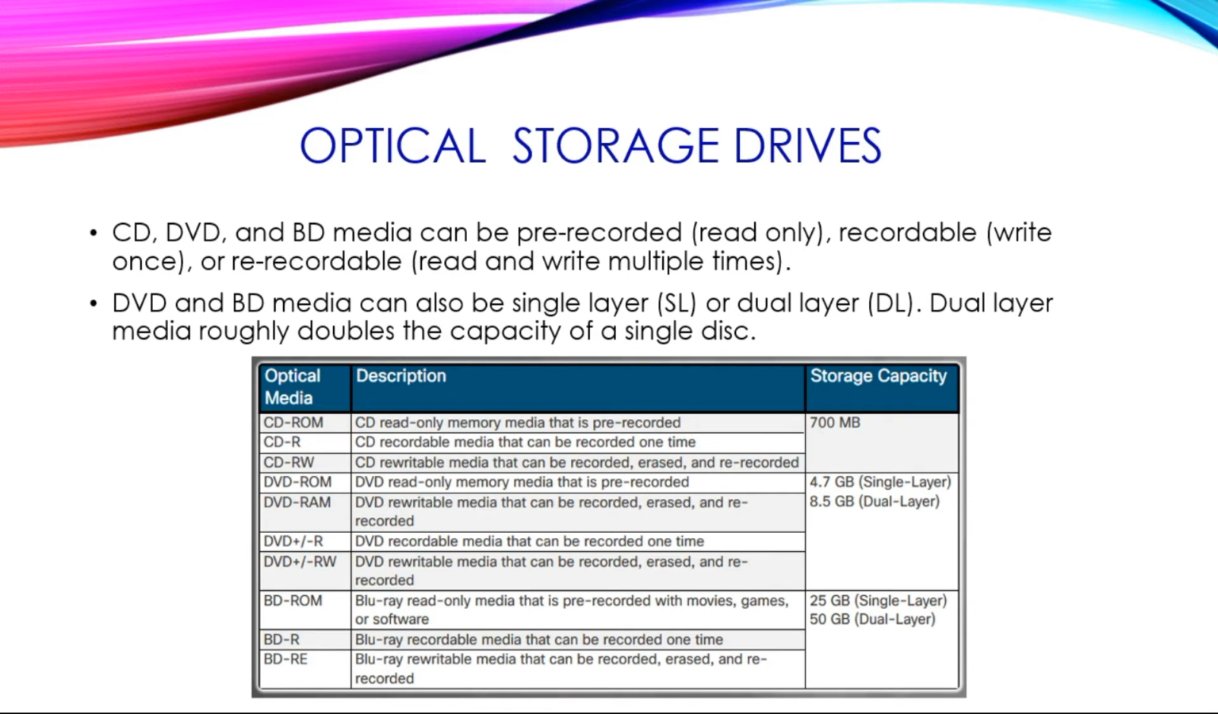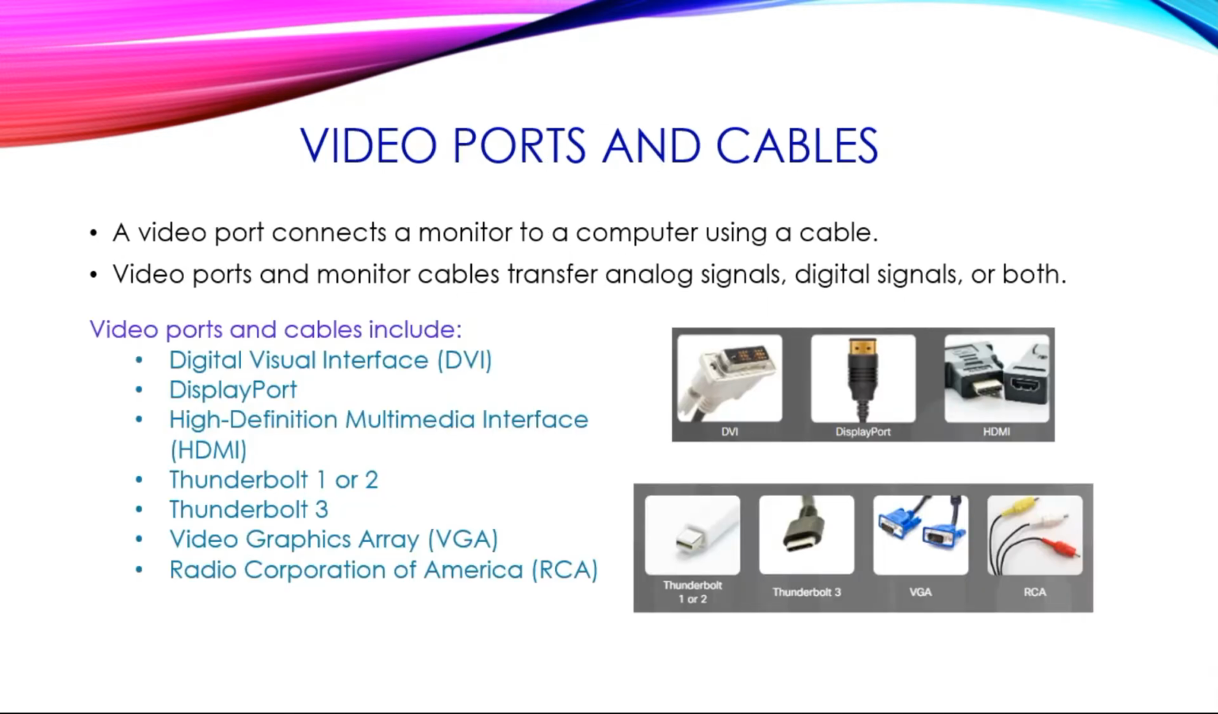Optical storage drives, CD, DVD, and BD media can be pre-recorded, meaning read-only. They can be recordable, meaning we can write once, or re-recordable, meaning read and write multiple times. DVD and BD media can also be single layer or dual layer. Using dual layer media doubles the capacity of a single disc. A CD has a storage capacity of 700 MB, while a DVD has between 4.7 GB to 8.5 GB, and a Blu-ray BD has 25 GB in single layer and 50 GB in dual layer.